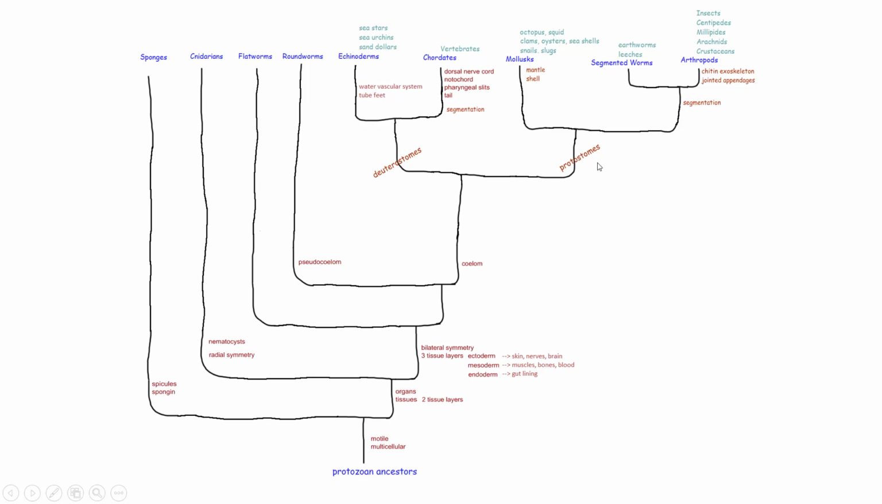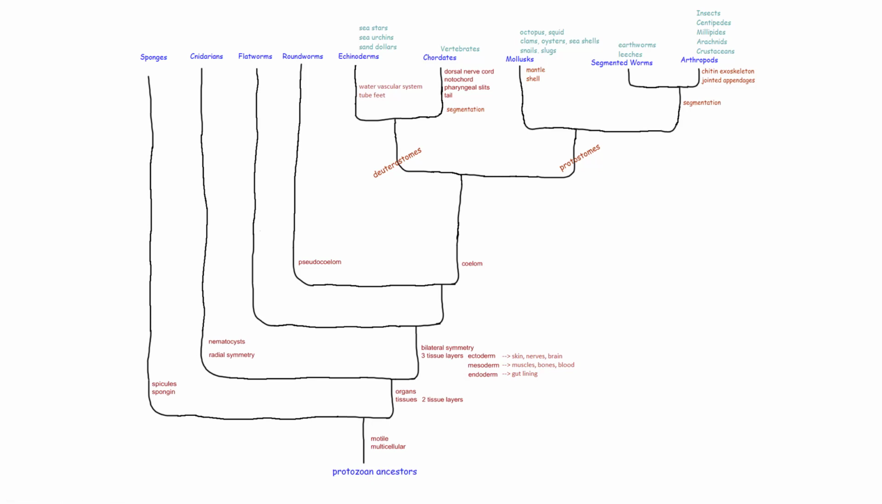As far as the protostomes, the main phyla here are the mollusks, and their defining features are an outer skin called a mantle that produces a calcium carbonate shell. Mollusks are things like squid, octopus, clams, oysters, seashells, snails, slugs. They don't have distinct segmentation, so segmentation evolves, and again, we can think of it as either segmentation evolved down here and was lost in the echinoderms and lost a little in the mollusks, or it evolved twice. Examples of segmented worms are familiar: earthworms and also leeches.